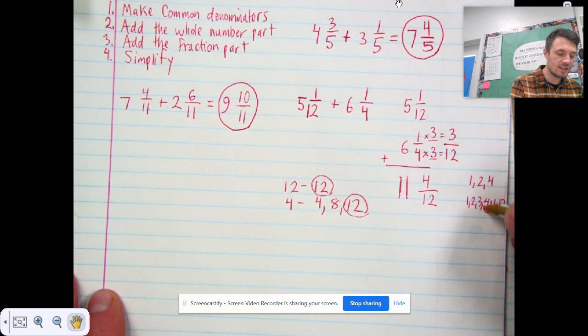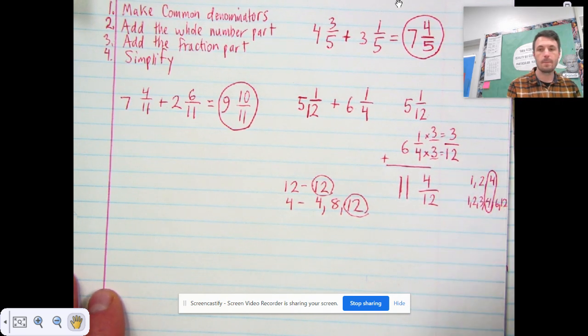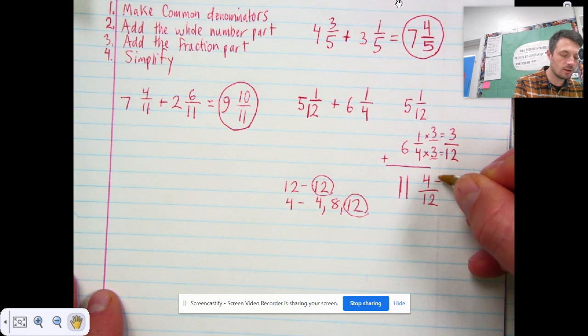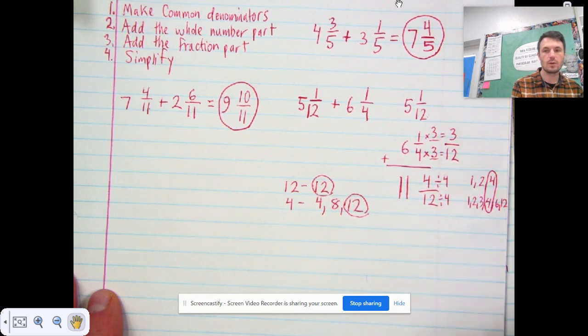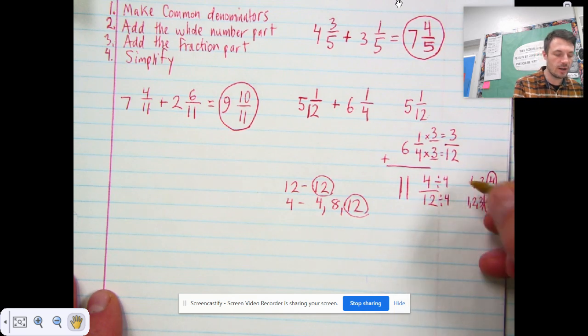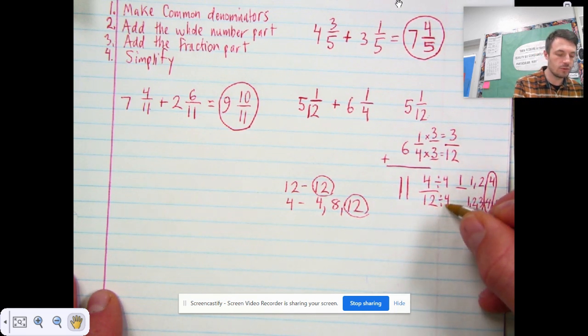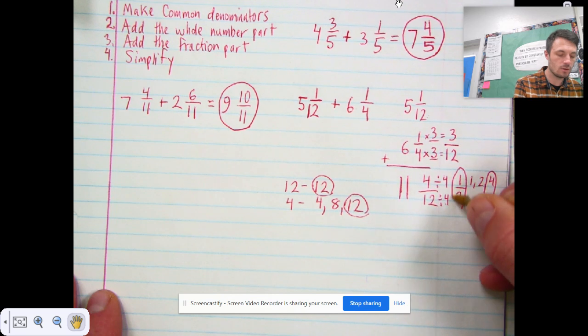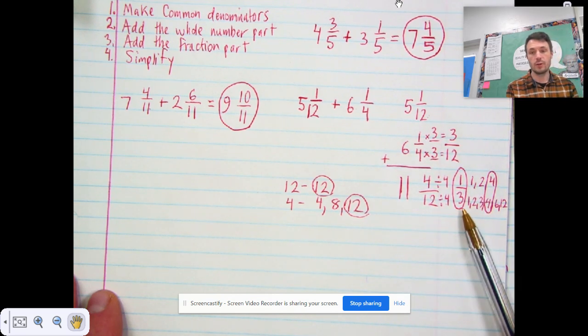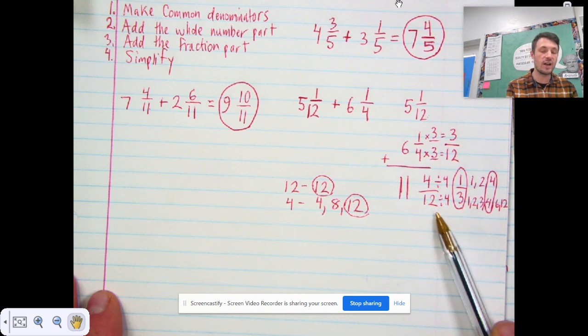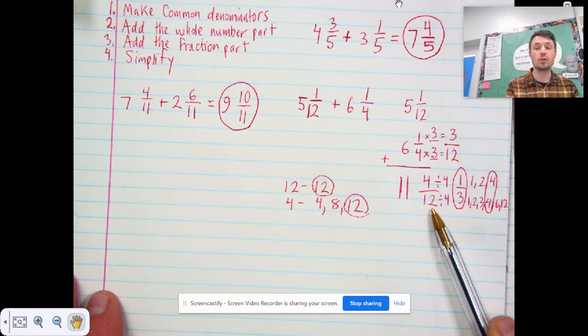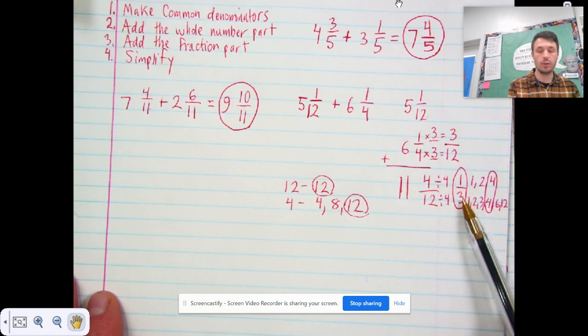We circle the GCF, which is 4. And we divide the numerator and denominator by the GCF. And 4 divided by 4 is 1. 12 divided by 4 is 3. Now, is 1/3 the answer? No, I actually shouldn't have circled it because 1/3 is not the answer. 1/3 is just a simplified form of the fractional part of the answer. The actual answer is 11 and 1/3.